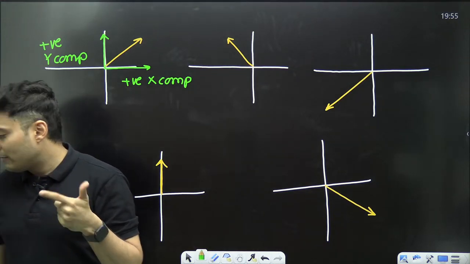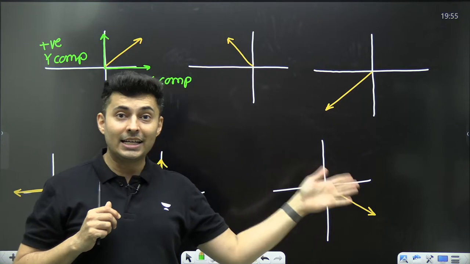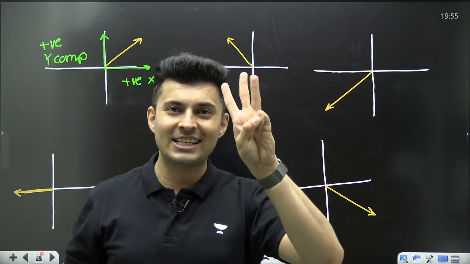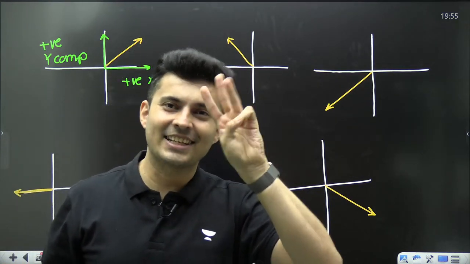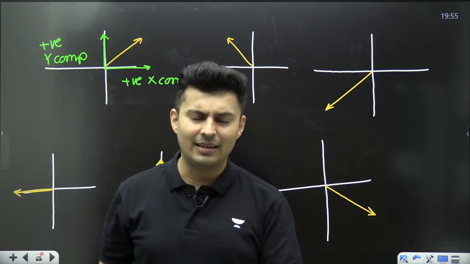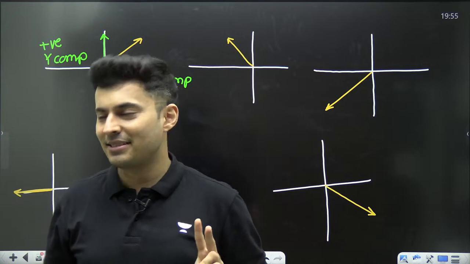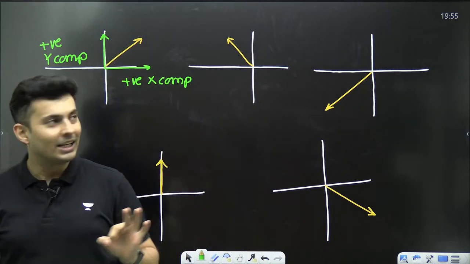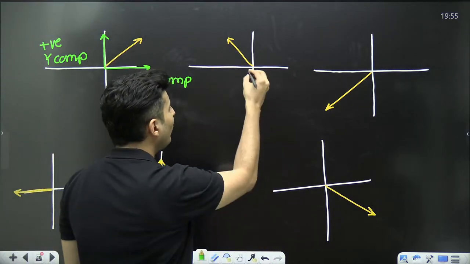Why in 3D do we have vz? Because height, length, breadth, three things, three dimensions. So that's the reason for that. In 2D, height, length, that's it. Or breadth, length, that's it. So that's why two terms. Got it?